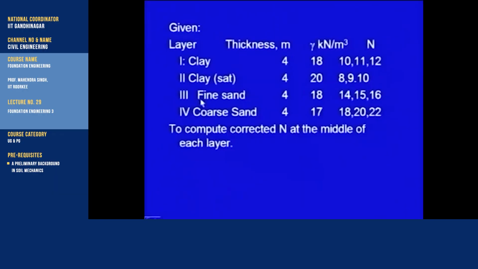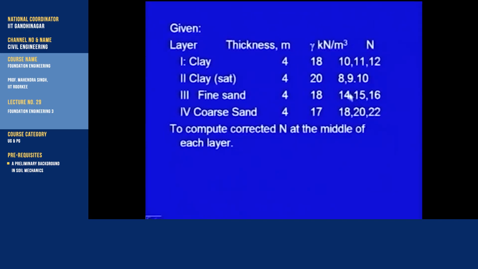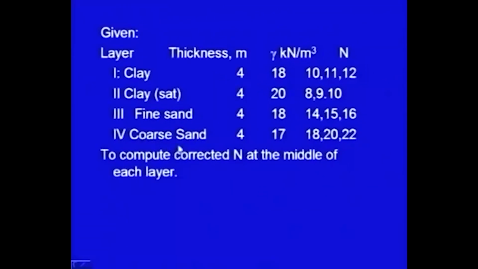Then there is a layer of fine sand of 4 meter thickness. The unit weight is 18, again it is saturated unit weight, and observed N values are 14, 15 and 16 respectively. The last layer is a coarse sand layer of 4 meter thickness, and it has been found gamma is 17. Gamma you can find out from the samples which you take during the SPT. So, from there you can find out the gamma.